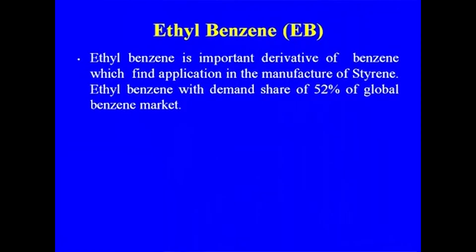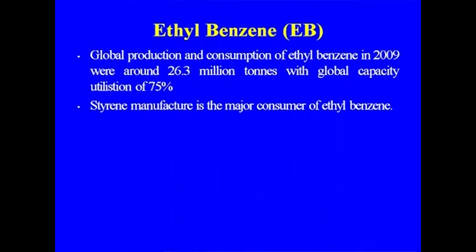Ethyl benzene is an important derivative of benzene which finds application in the manufacture of styrene. Ethyl benzene has a demand share of more than 52% of the global benzene market, where we alkylate benzene with ethylene, which at that time in the earlier stages came through the molasses route when styrene manufacture started. Global production and consumption of ethyl benzene in 2009 were around 26.3 million tons, with a global capacity utilization of 75%. Styrene manufacture is the major consumer of ethyl benzene.